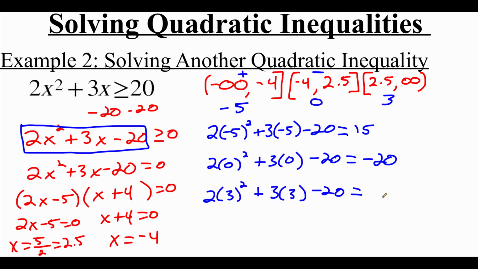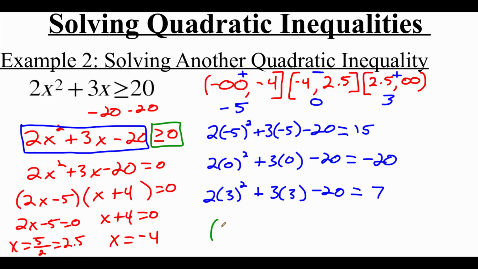And when we simplify that one down, we should get 7 as our answer. So getting a positive answer means that this is a positive interval. So now to figure out the solution, we're going to look at our inequality. It says that we want things that are greater than or equal to 0. Well, greater than 0 means positive. So we're going to look at our positive intervals here.